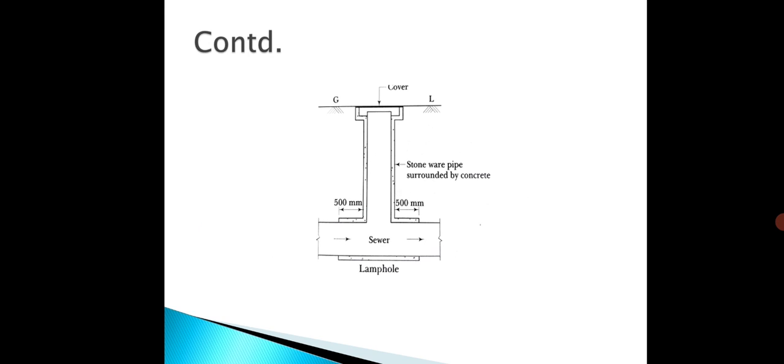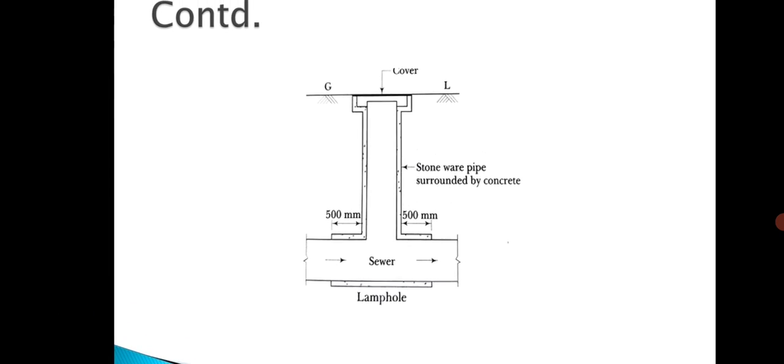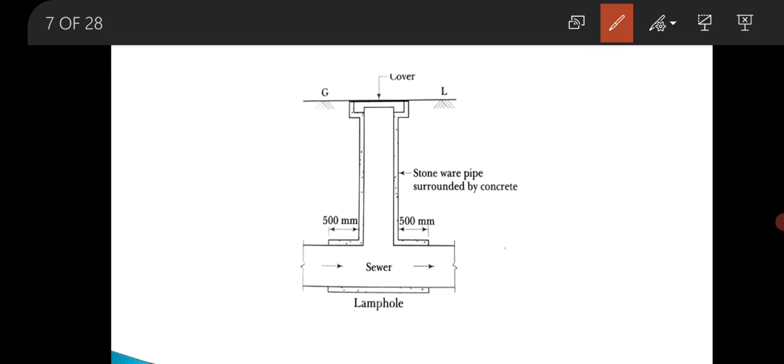So this lamp hole is an opening or hole which is constructed in a sewer for the purpose of lowering a lamp inside it. So this lamp hole consists of a vertical stoneware pipe or concrete pipe, and it is connected to the sewer line. At the ground level, this lamp hole is provided with a cover in order to take the load of the traffic.